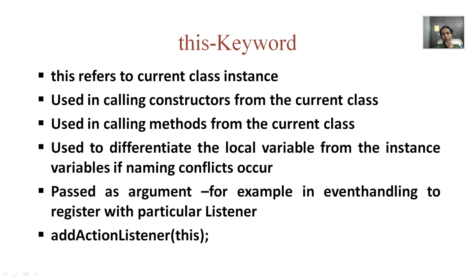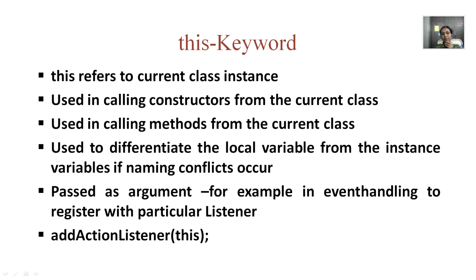And what is the other one? If your class has local variables whose names are the same as instance variable names, then to avoid confusion and naming conflicts, we can use a keyword called this, which separates the instance variables from the local variables.